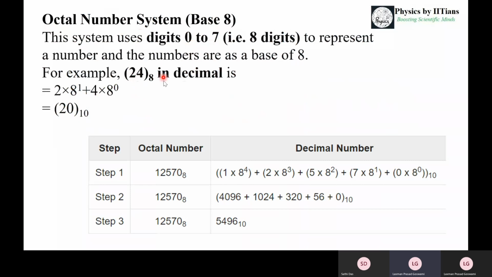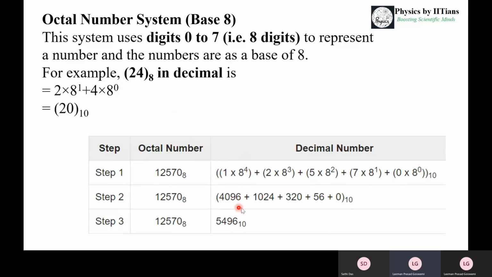Like we want to write the 24. So we will write 4 into 8 to the power 0 plus 2 into 8 to the power 1 in a similar way. Suppose we want to have the decimal equivalent of 12570 in the octal number system. So we will write 0 into 8 to the power 0 plus 7 into 8 to the power 1, then 5 into 8 to the power 2, then 2 into 8 to the power 3, then 1 into 8 to the power 4. Now we will simplify this.